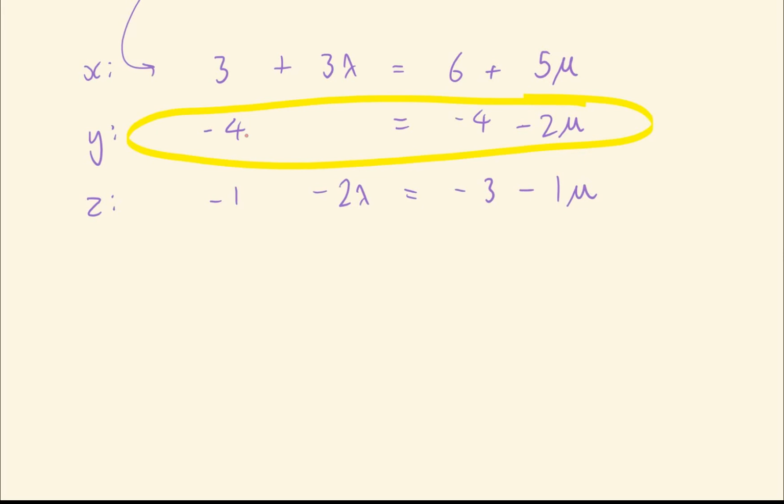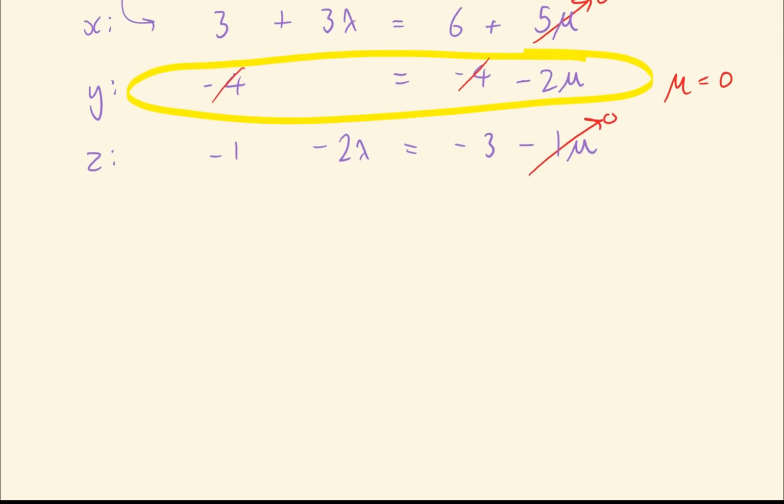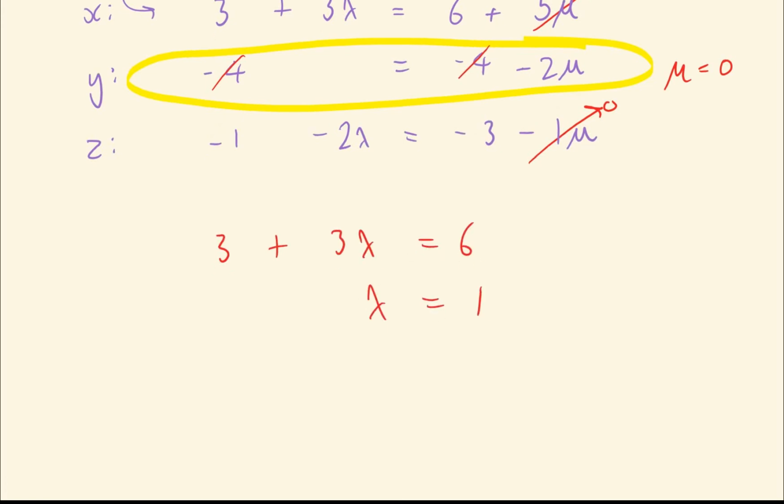Here, these two minus 4s are going to cancel out. So you must be left with the fact that mu equals 0, which means I can cross off this and this. They both go to 0. We then look at my top line. I've now got 3 plus 3 lambda equals 6. That tells me that lambda equals 1.